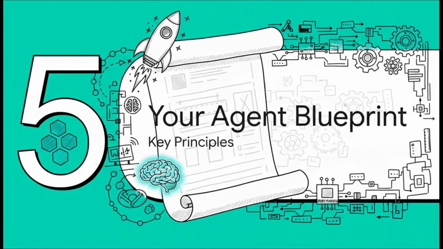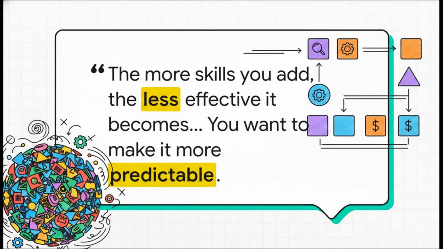So, after building and using all of these skills, what are the big principles we can walk away with? What's the actual blueprint for creating AI agents that really work? This is probably the single most important lesson, and it's completely counterintuitive. The goal is not to build one super agent with 1,000 skills. That just leads to chaos and unpredictability. The real goal is to build focused agents that are tailored for specific, predictable results.